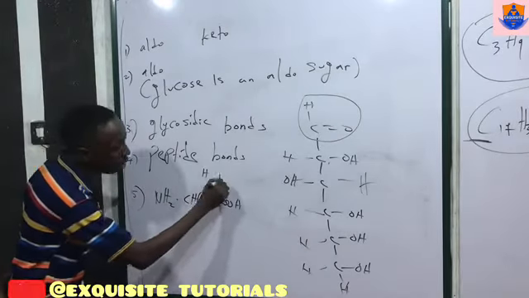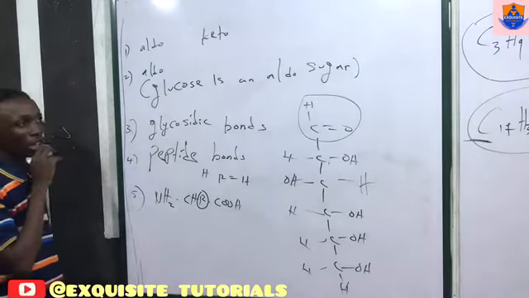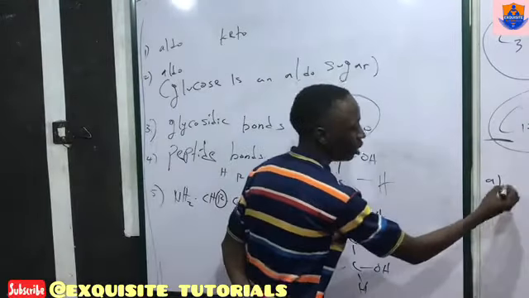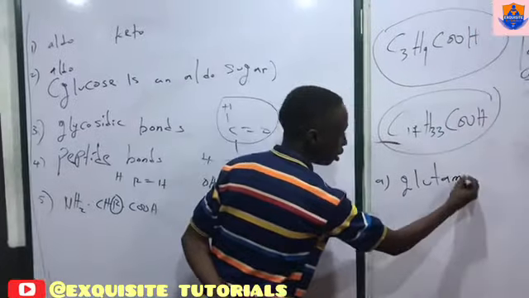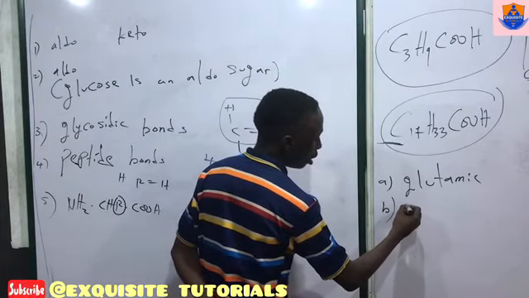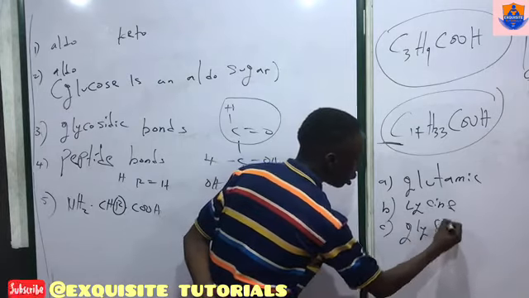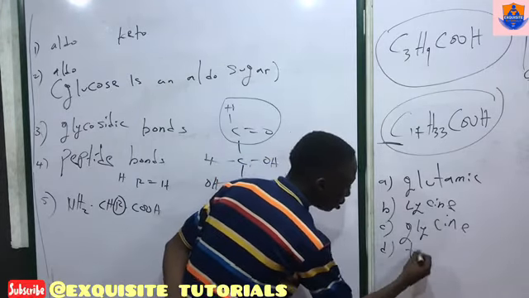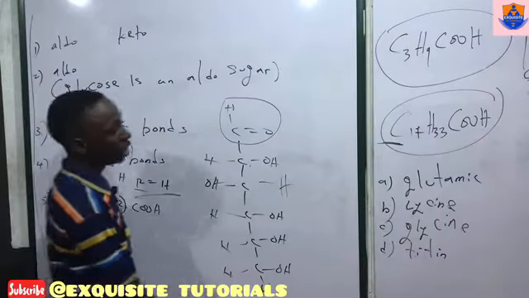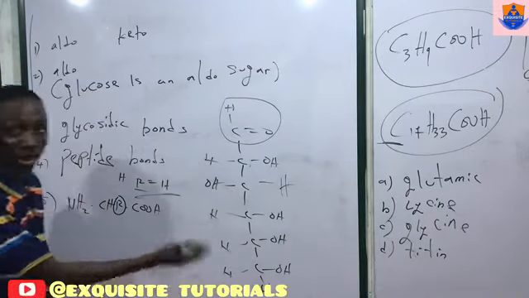Now I said if R is equal to hydrogen, which is the simplest amino acid, which of the following will be the name of the amino acid? Will it be A, glutamic acid? Will it be B, lysine? Will it be C, glycine? Or will it be D, histidine?